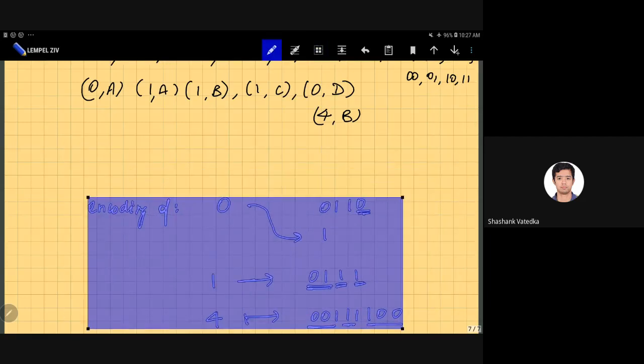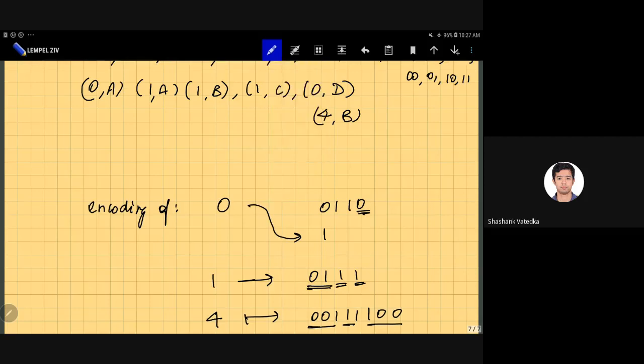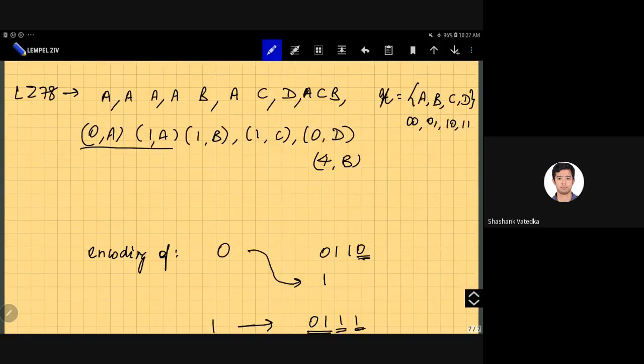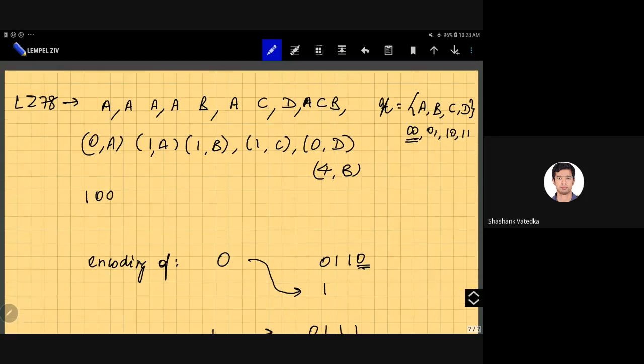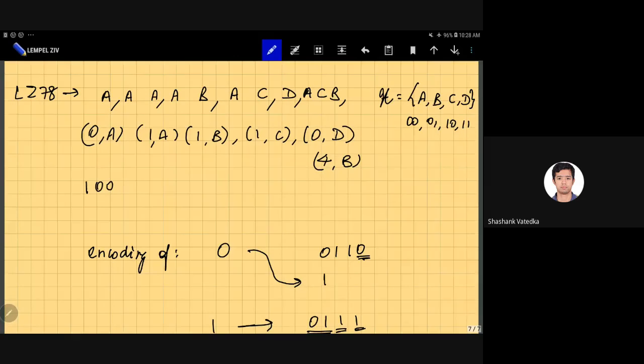Okay, so now using this, how would we encode the sequence itself? After all, now we have to encode this in binary, right? So what would the first phrase be represented as? Yes, so 0 comma a. How would you encode this in binary? Right, so it is 1 followed by 0 0, the encoding of a over here.